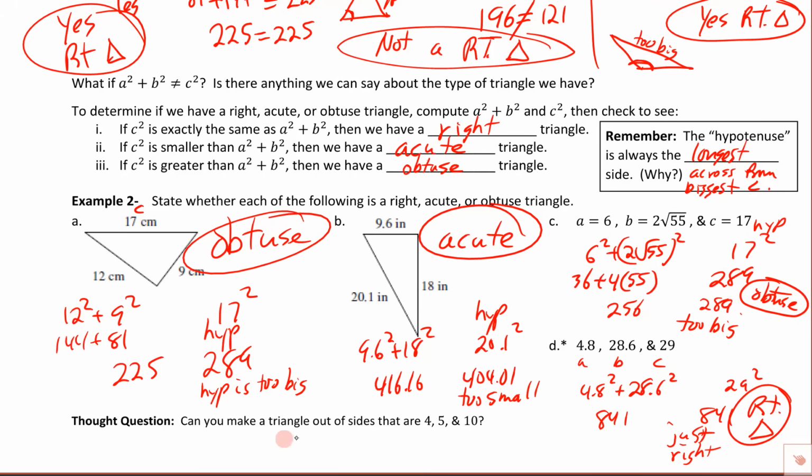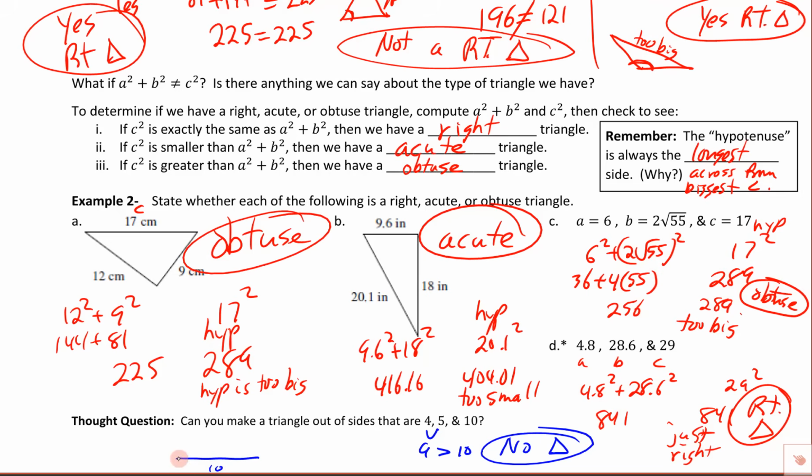Okay, here's a last problem right here. It's a thought question. Can you make a triangle out of sides that are 4, 5, and 10? Now I don't know that they give you any of these on today's assignment, but this is something that you learned in 7th grade. This is called the Triangle Inequality. See if you remember this. The two legs have to add up to be at least as big as the longest leg. So if I take the two of these and add them up, I get 9. That has to be bigger than 10. If it's not, no triangle. There's no triangle there.